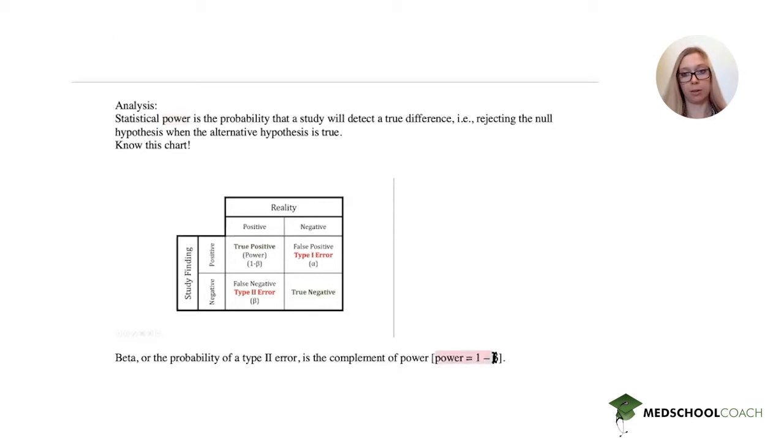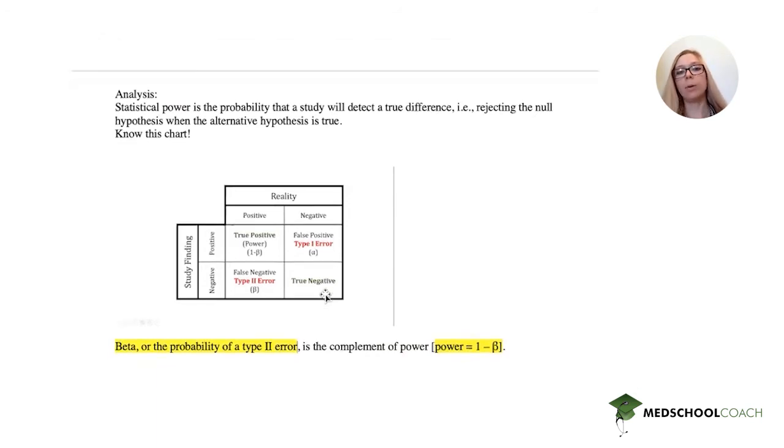Now, that's one important thing to remember. Power is 1 minus beta. If a study finding is positive but the reality is negative, that's called a false positive. That is a type 1 error. If a study finding is negative but the reality is positive, that is a false negative. That is a type 2 error. That's also called beta. That's our second really important piece of information. And finally, if a study finding is negative and the reality is negative, that is a true negative.